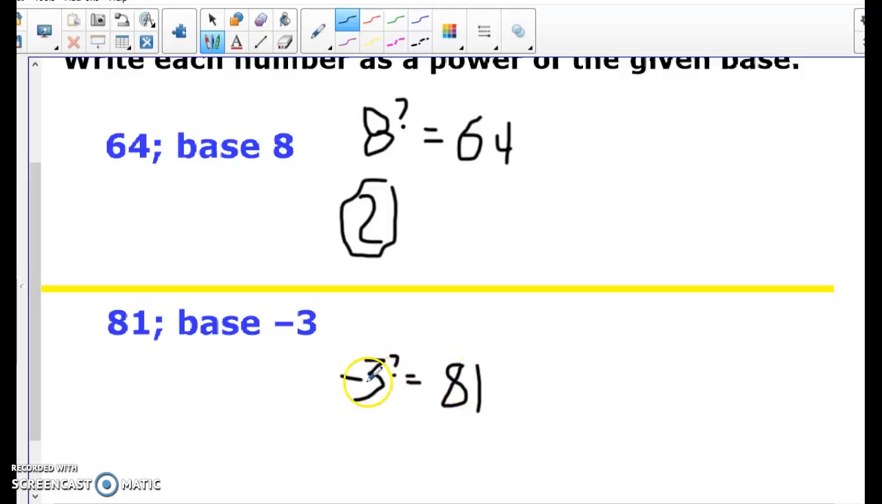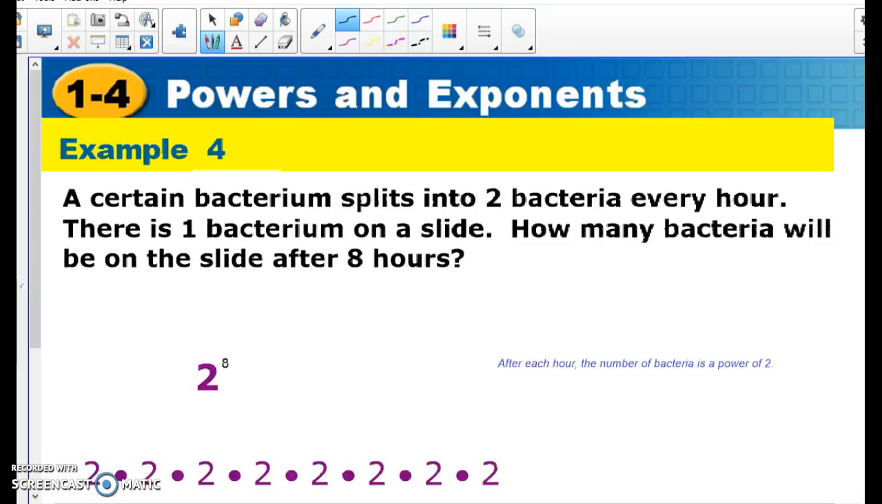So if I do 1, 3 times 1 is 3. If I do 2, 3 times 2 is 9. If I do 3, so 3 to the third power, it's going to be 27. And if I do 4, so 3 times 3 times 3 times 3, it's going to end up being 81. So that means -3 to the fourth power is going to give me 81.